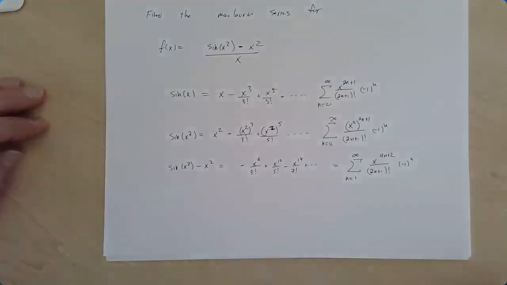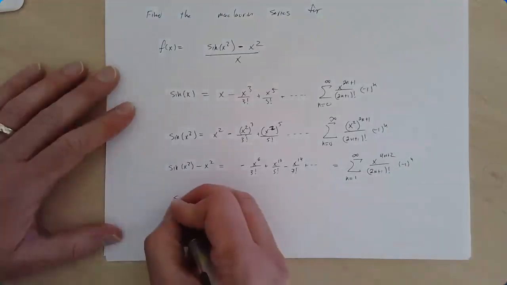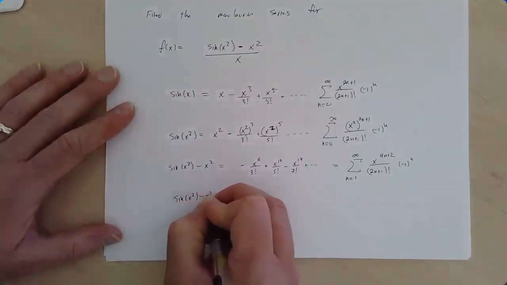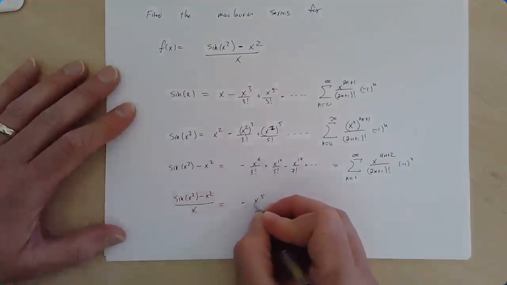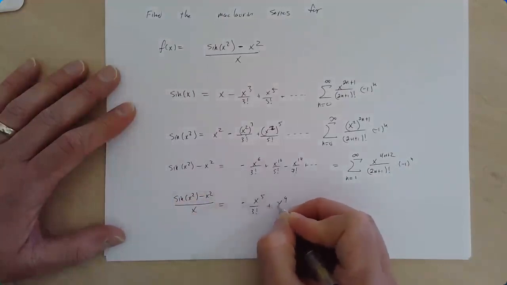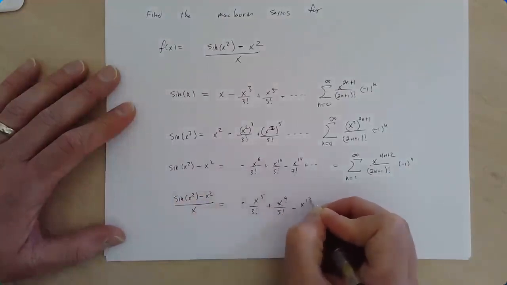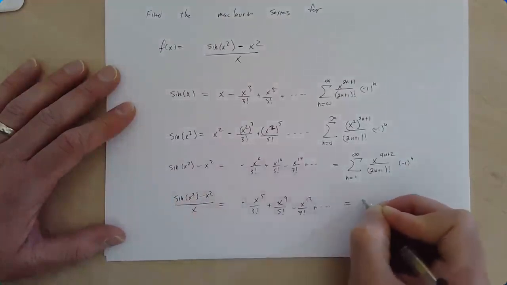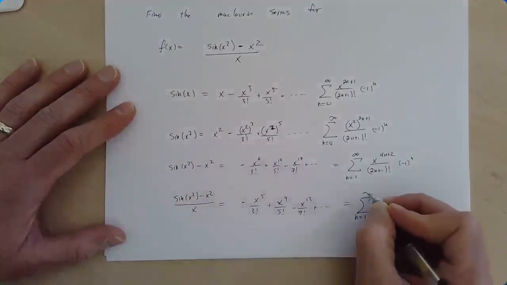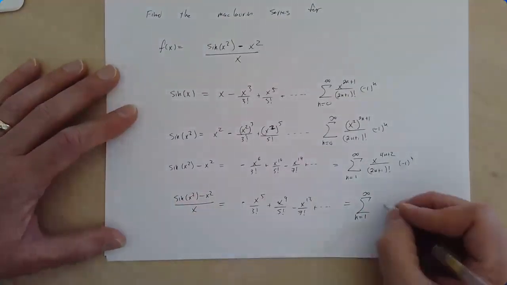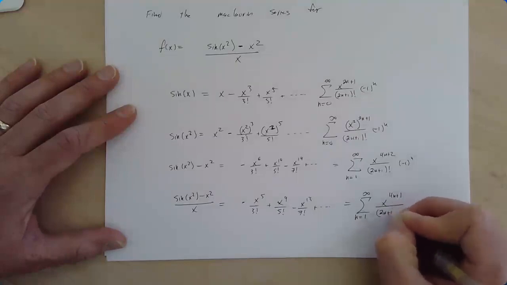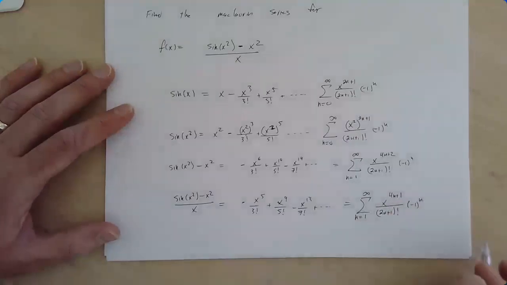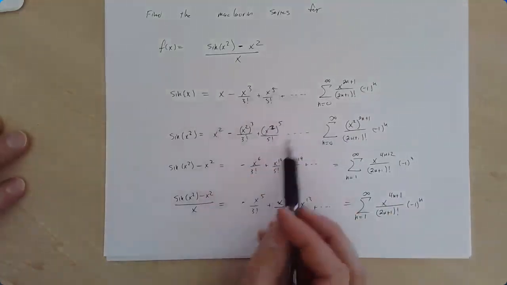And then if I want to divide everything by x, I'm really just lessening each power of x by 1. So I divide everything by x, sine of x squared minus x squared over x. I'm going to get minus x to the 5th over 3 factorial plus x to the 9th over 5 factorial minus x to the 13th over 7 factorial, which as far as my summation goes, I'm just subtracting 1 off my power of x. That's going to be x to the 4n plus 1 over 2n plus 1 factorial, -1 to the n.